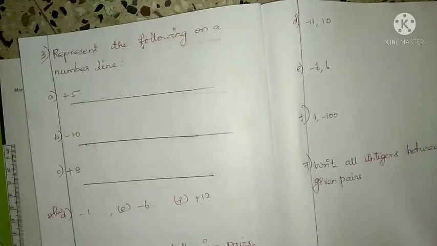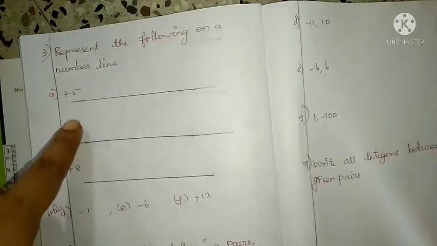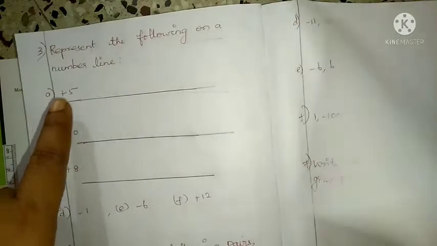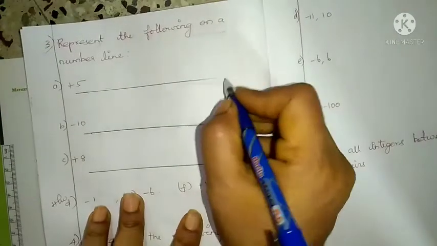Represent the following on a number line. So, they have given some questions. We have to mark these numbers on a number line. You know how to draw a number line?